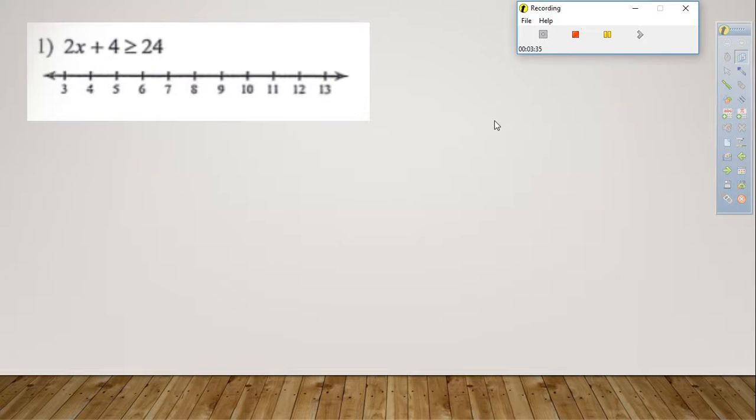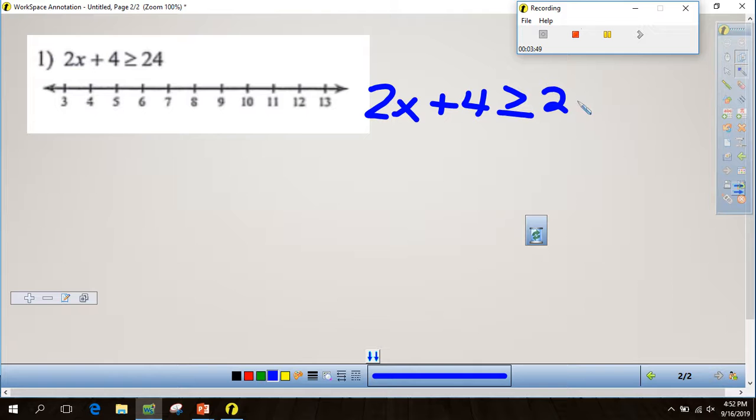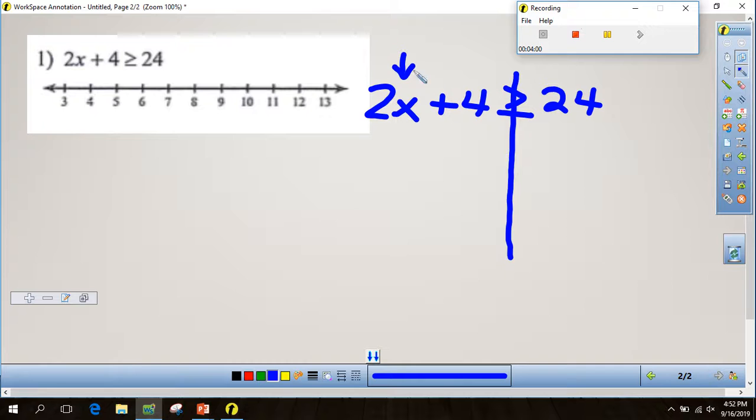So, I have a problem here. 2x plus 4 is greater than or equal to 24. We're going to treat this just like we did the equations. We're going to draw a line through our inequality sign. I want to get this x all by itself, so I have to get rid of the 2 and the plus 4. Since that 2 is attached to the x, we're going to peel it back in layers by subtracting a 4 from both sides first.